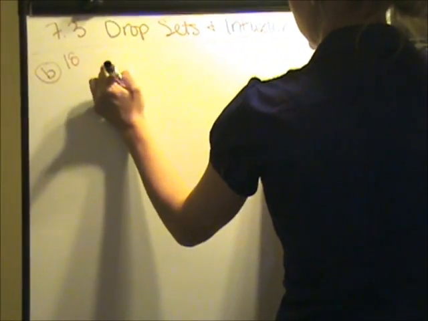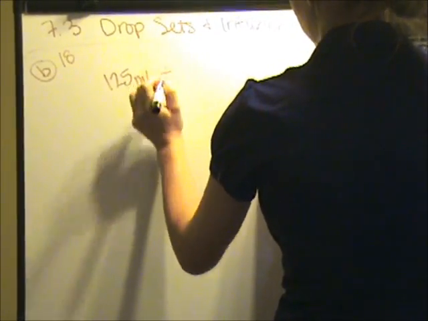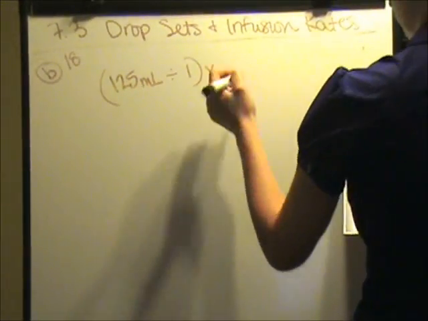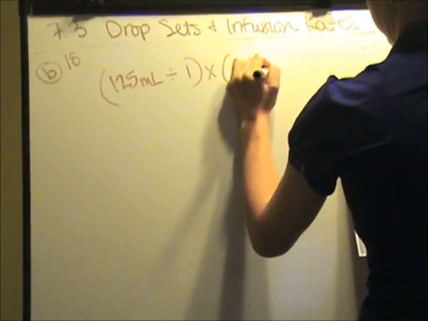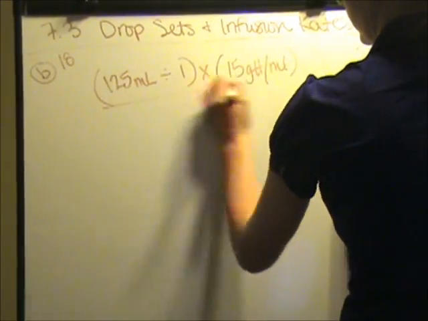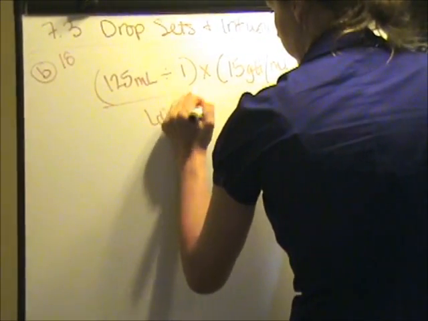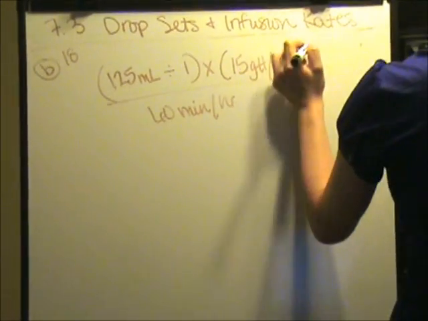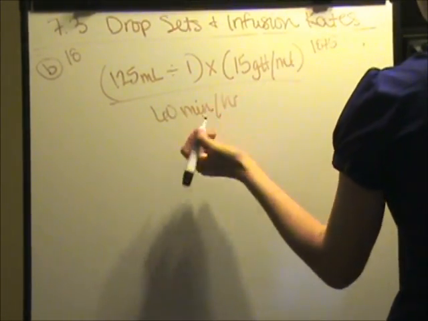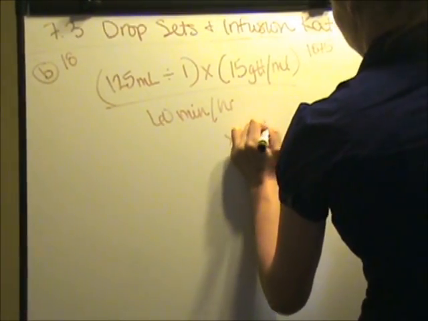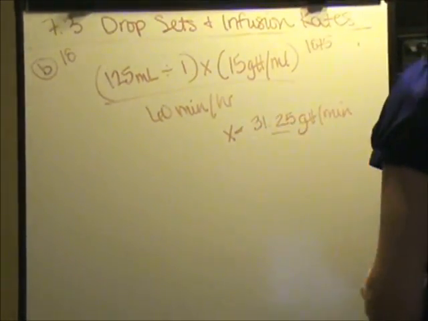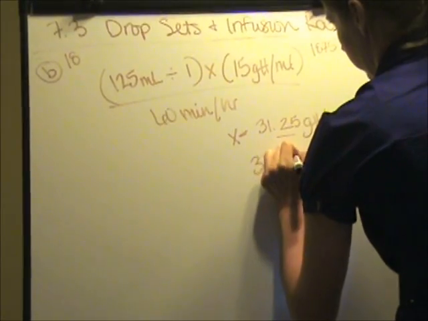What will the drops per minute rate be if a 15 drop set is used? Okay, so same information. Still 125 mils divided by an hour, the delivery time. Except this time we're using a 15 drop set. And as always, 60 minutes in an hour. 125 divided by 1 times 15 is 1875 divided by 60. And that is going to give us 31.25 drops per minute. But again, this is not a full drop, so we're going to round down to 31.